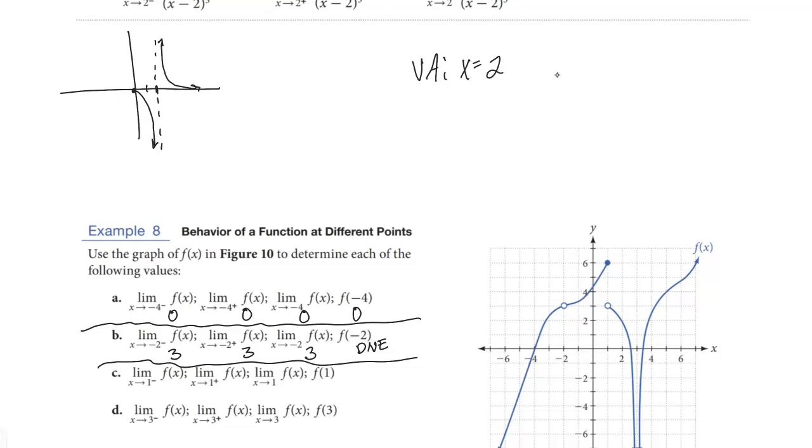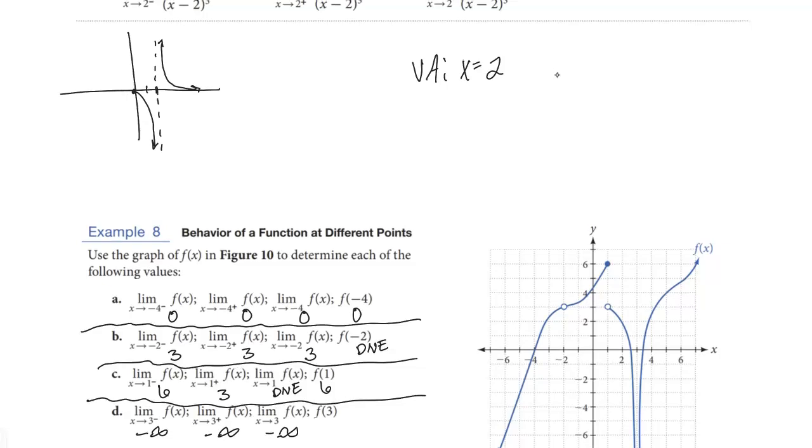At 1, that left-hand limit is 6 on the left. On the right, it's actually at 3. So the limit doesn't exist at 1, but f of 1 is defined by that solid dot, and that is 6. And then let's look at what's happening at 3. On the left-hand side, we're heading to negative infinity. On the right-hand side, we're heading to negative infinity. So if I look at the limit at 3, it's unbounded on both sides in the same direction, and that's negative infinity. But the function does not exist there because we have a vertical asymptote at 3.